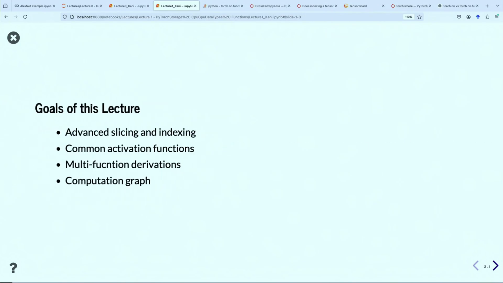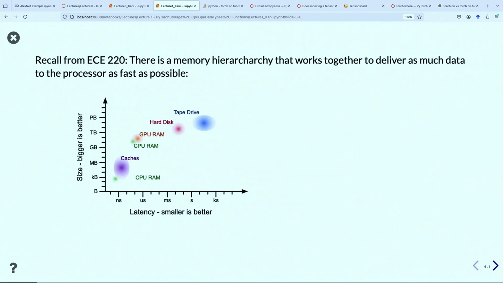Okay, let's talk about tensor storage first. All of you have taken 220 already, and recall that there is a memory hierarchy in every computing system that works together to deliver as much data to the processor as fast as possible.